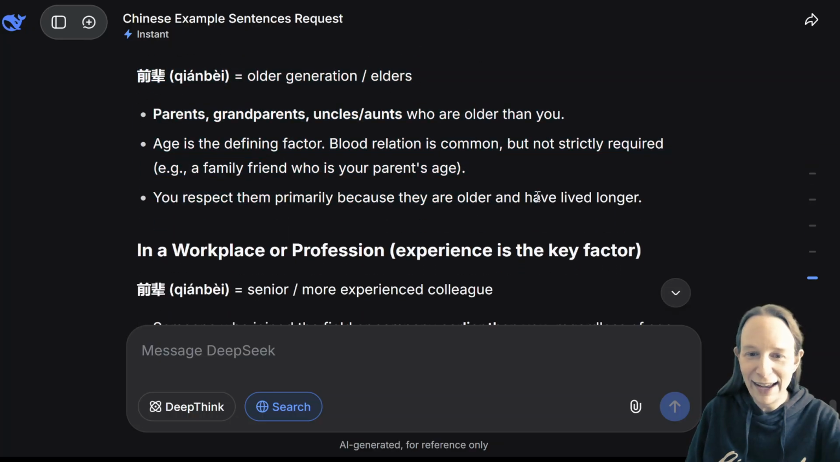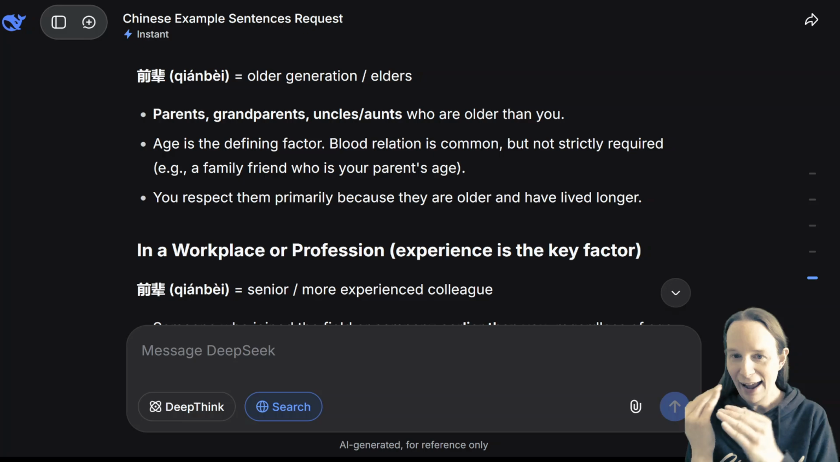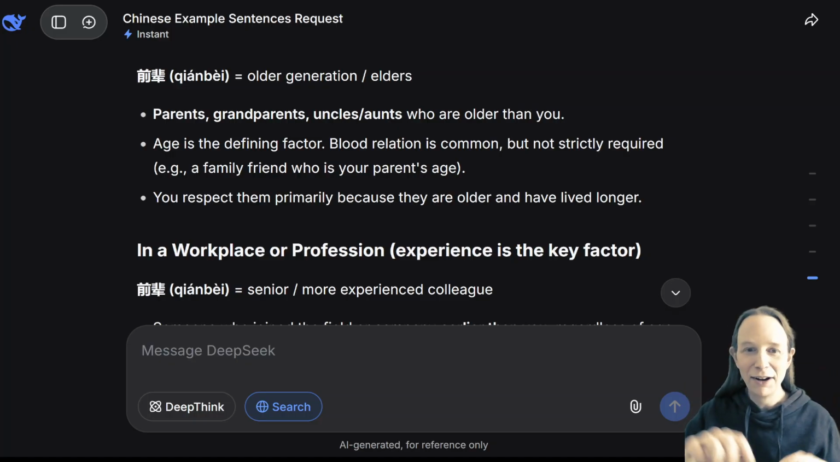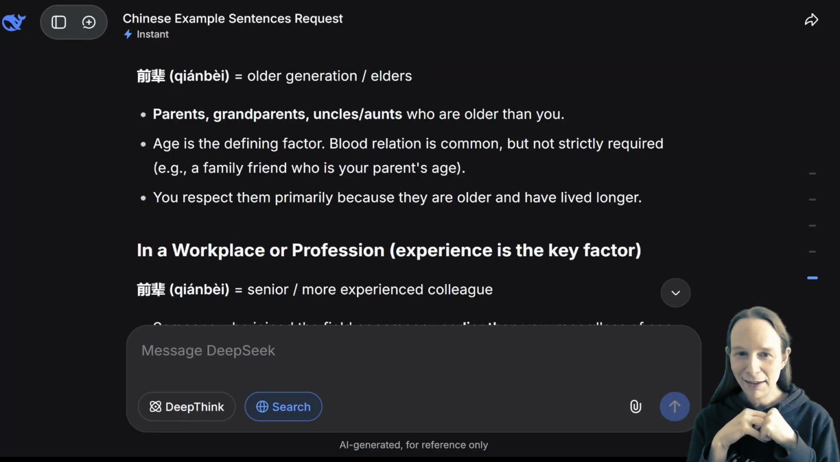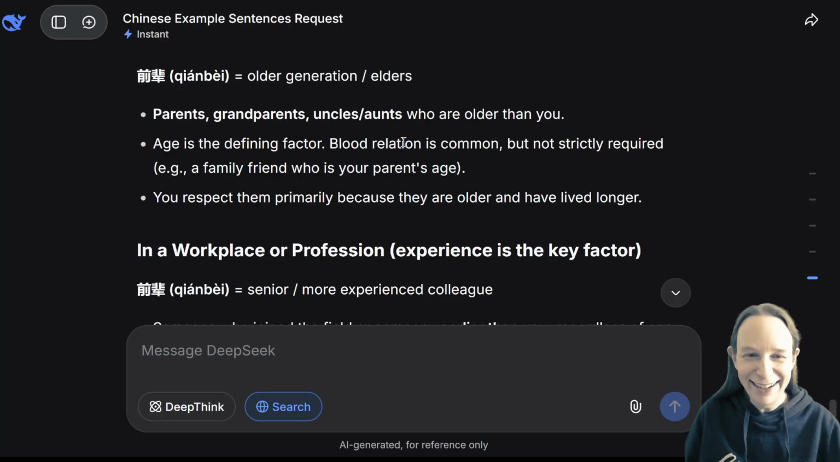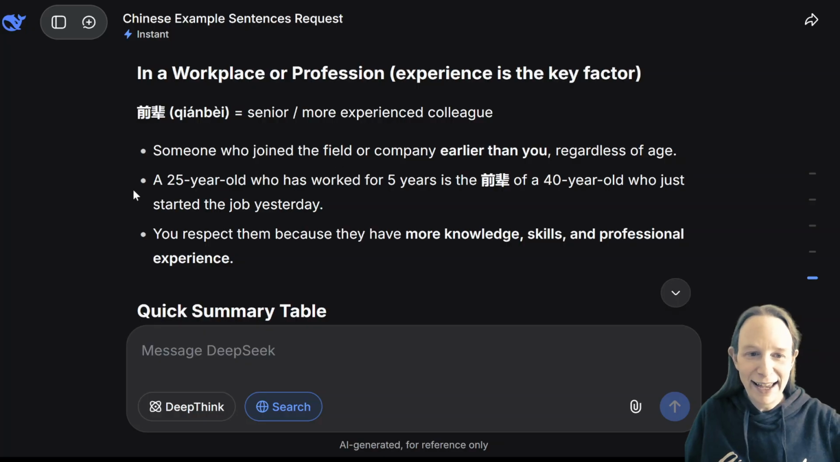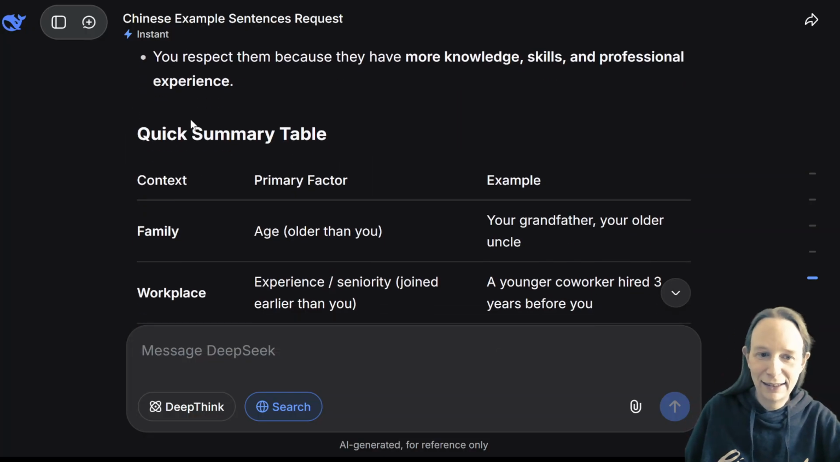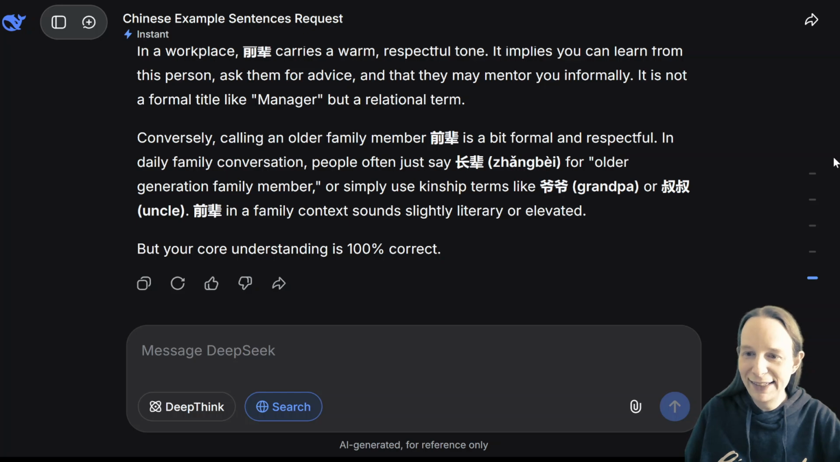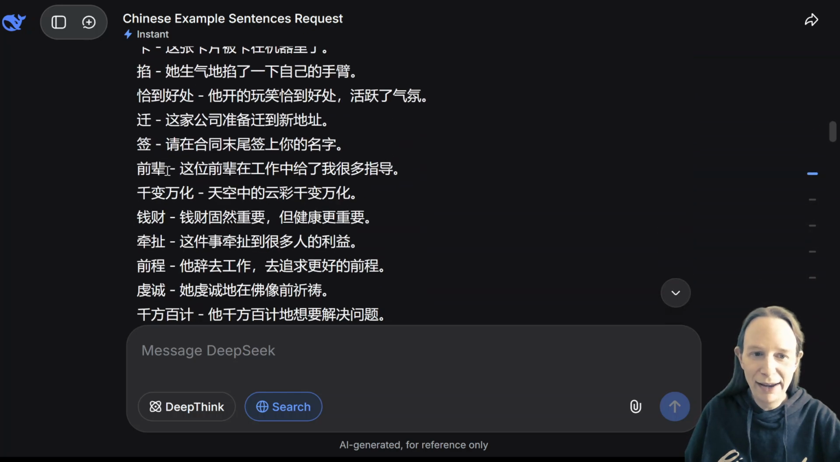Anyway, okay, you respect them because they're older, they have lived longer, and therefore they have a greater time to have life experiences in. Okay, anyway. 前辈 in a workplace, yeah. So a 25-year-old who has worked for 5 years is a 前辈, versus a 40-year-old. So in the workplace, it's workplace seniority. And what's the antonym of 前辈? I don't think it's Houbei.